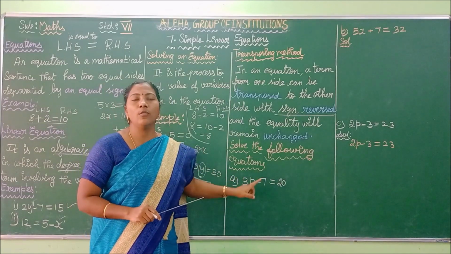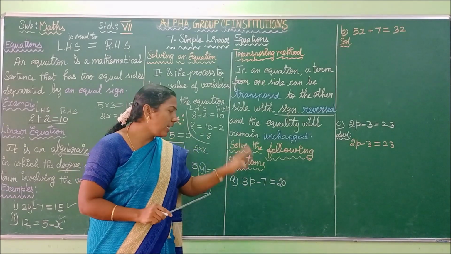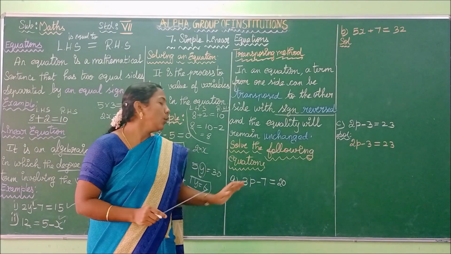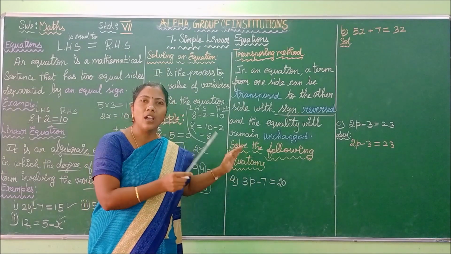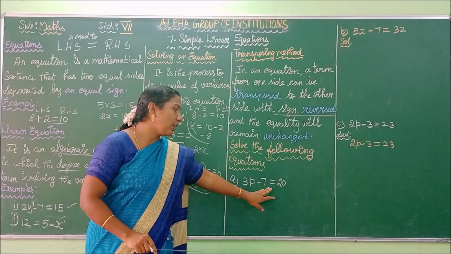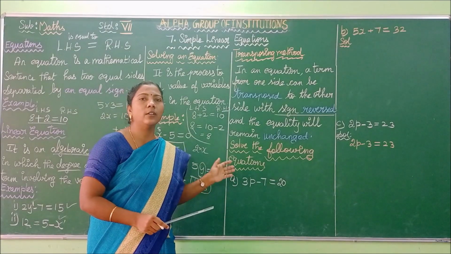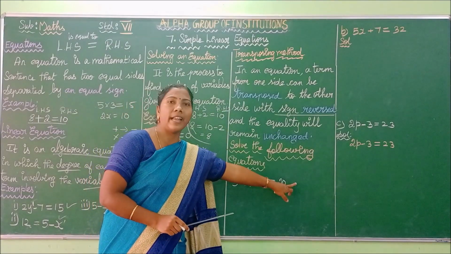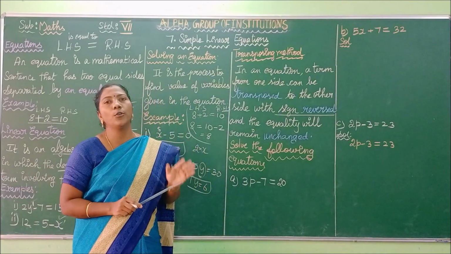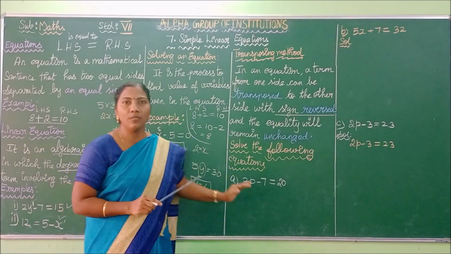To find the value of p, you must make the p alone. Do you understand, children? To find the value of any variable, you must make that variable free. Free means you have to send all the terms along with that variable. Along with that variable, what are the terms? The 7, 3. So you have to remove those terms. Remove means you have to send the term to the other side, the right hand side, because these terms are on the left hand side. So the first step is you have to make the variable free. To make the variable free, you have to send the terms along with that variable.